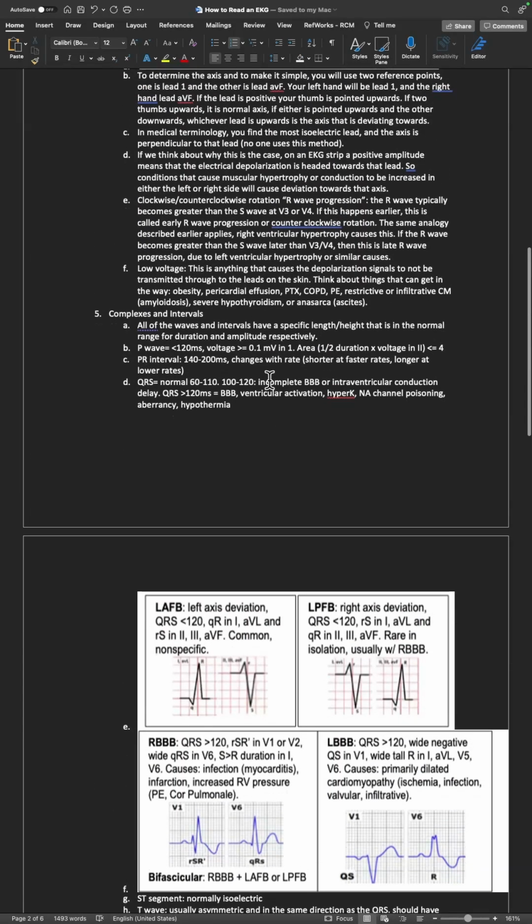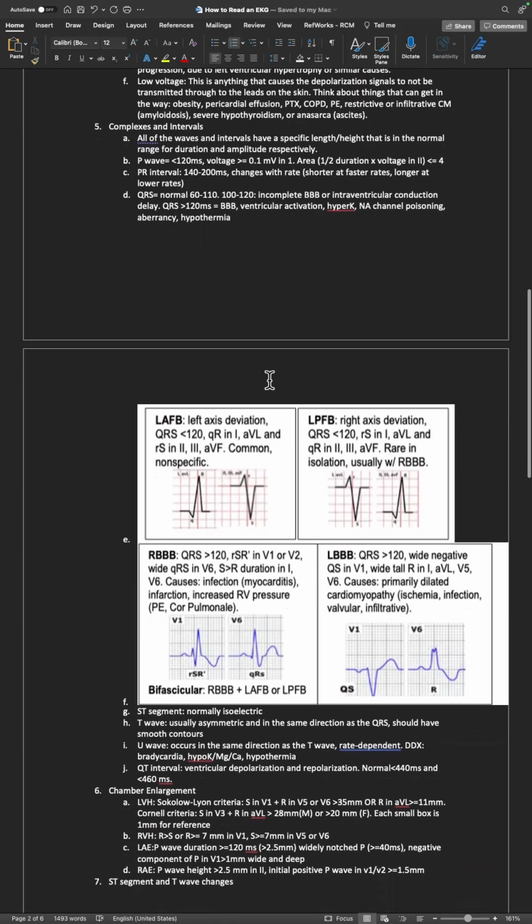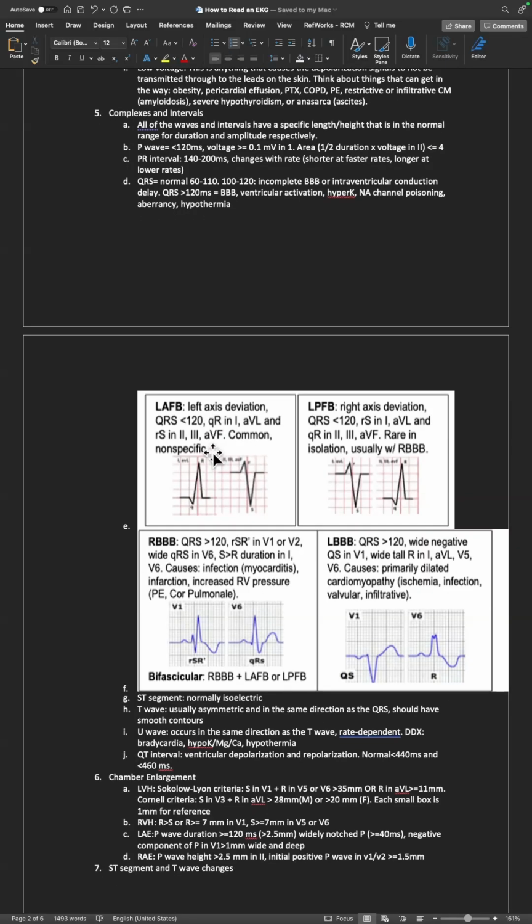And the other things I'm going to talk about are the fascicular blocks. So there's left anterior fascicular block, which is a left axis deviation. The QRS will be less than 120. There will be a QR wave in 1 and AVL and an RS wave in 2, 3, and AVF. This is common and non-specific for any condition. Then we have a left posterior fascicular block in which there's right axis deviation, QRS less than 120, and RS wave in 1 and AVL and QR in 2, 3, and AVF. This is rare in isolation, usually with a right bundle branch block.